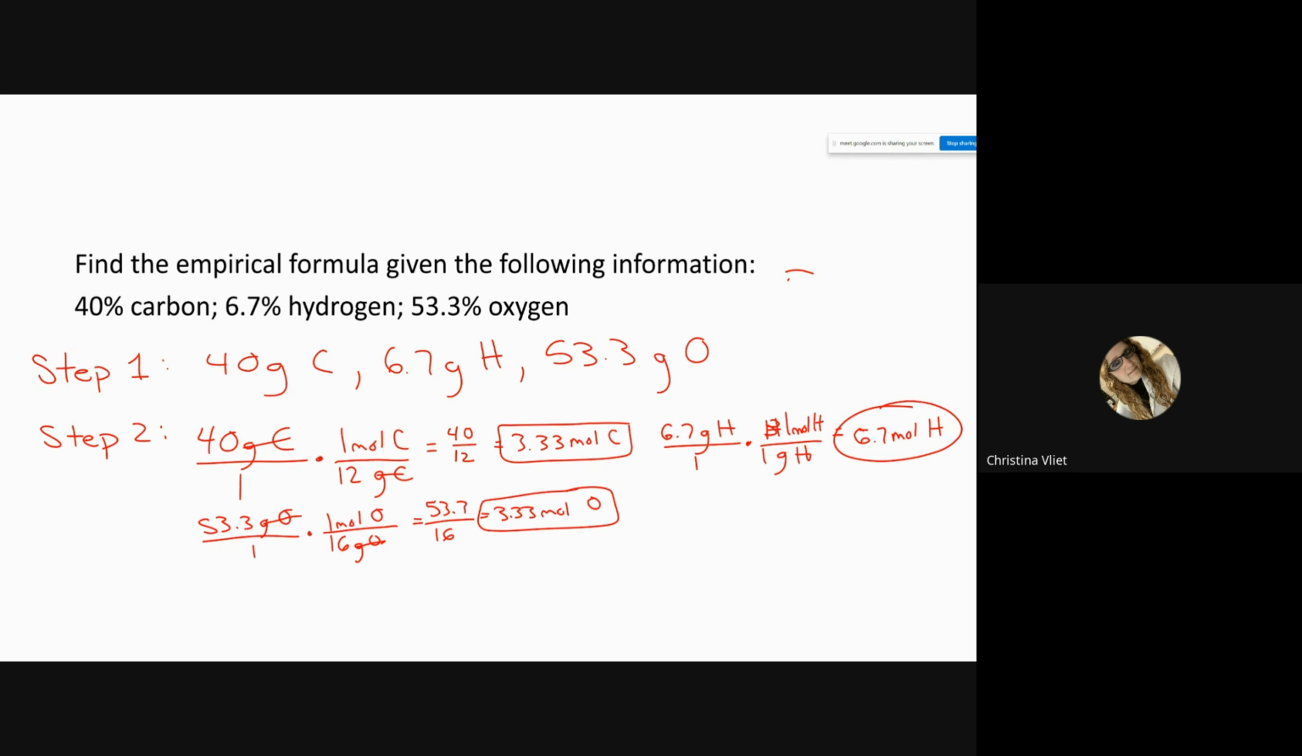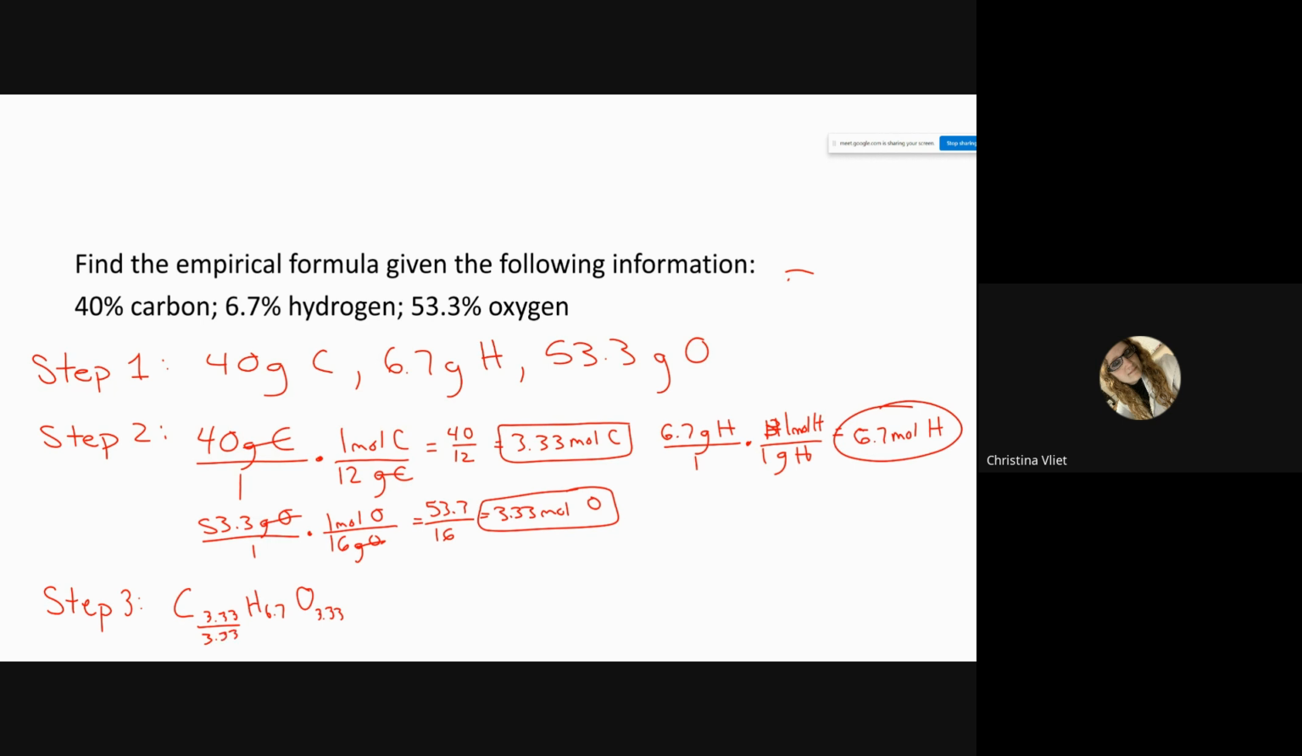So now what? So what's step 3? Step 3, because we have the moles, we can now put them in our formula. So C is 3.33, H is 6.7, oxygen is 3.33. What do we divide by? 3.33. The smallest number, right? If two of them are the same, they're both the smallest number in this case. You divide them all by 3.33.